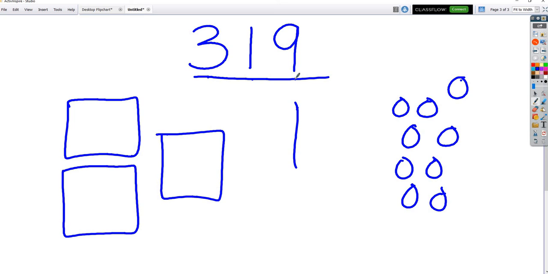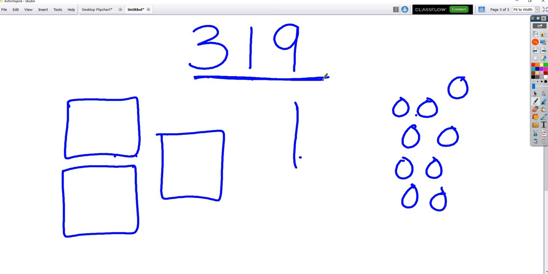Well, let's see if you're right. 100, 200, 300. There's 300. 10, 11, 12, 13, 14, 15, 16, 17, 18, 19. So 319. Yeah, 319. Very good. This isn't so bad, is it? No, we're doing really good.